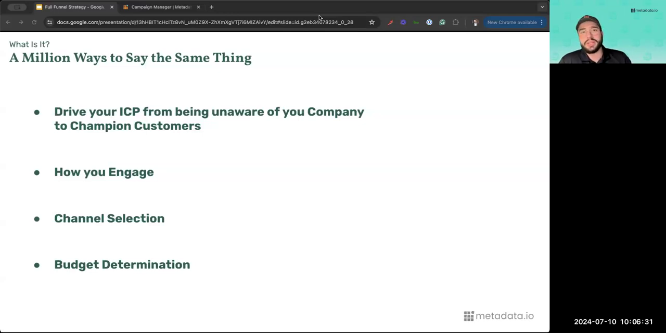Budget determination is a crucial aspect of this. And so what we aim to do is break out each piece of that journey and track it independently and also holistically. So if we say point A is completely unaware of your company, that will be looking heavily at brand awareness and driving to your website and making them knowledgeable.